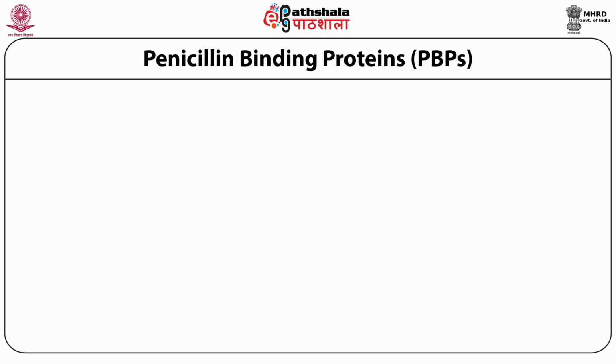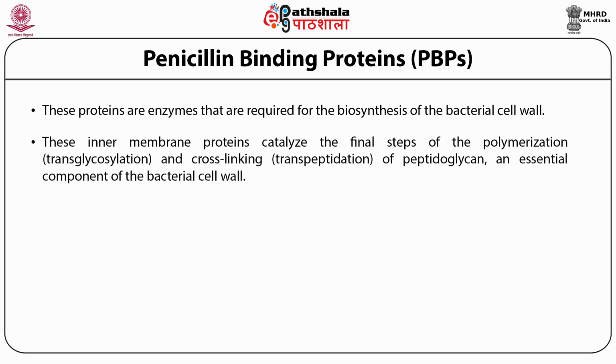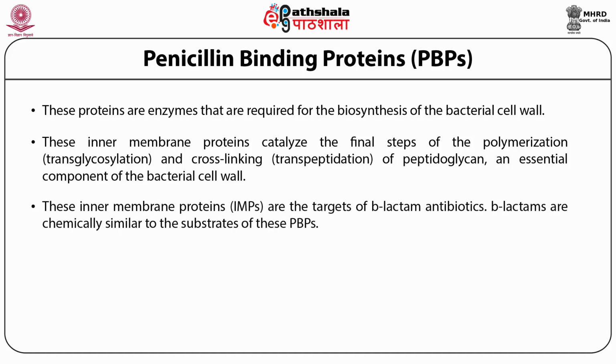The penicillin binding proteins are the enzymes that are required for biosynthesis of the cell wall. They are found in the inner membrane of bacteria. These inner membrane proteins catalyze the final steps of polymerization, that is transglycosylation, and cross-linking, that is transpeptidation, of peptidoglycan. Peptidoglycan is an essential component of the bacterial cell wall. These inner membrane proteins are the target of beta-lactam antibiotics.